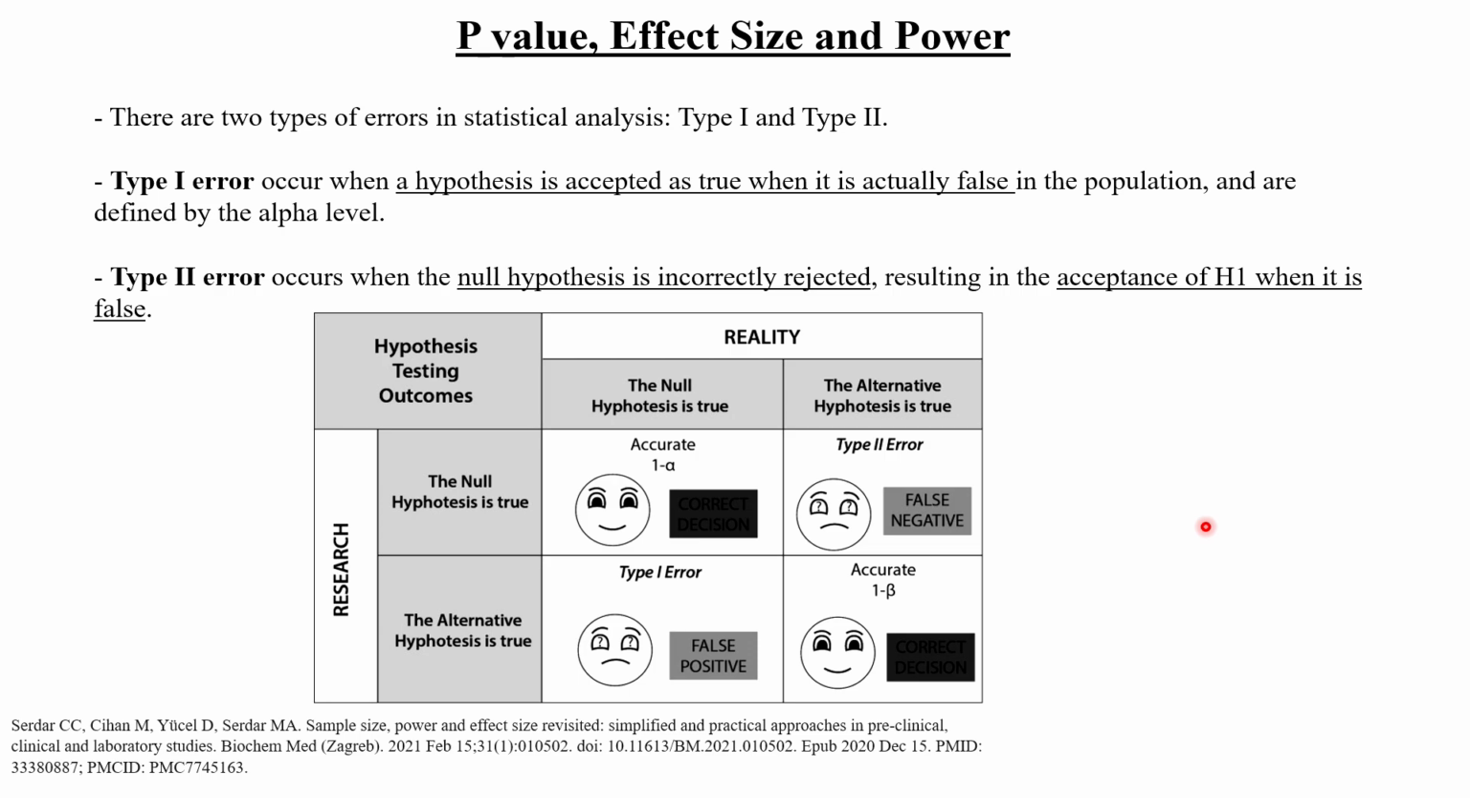On the other hand, a type 2 error occurs when the null hypothesis is incorrectly accepted, resulting in the rejection of the alternative hypothesis when it is actually true. This is known as a false negative. The probability of committing a type 2 error is denoted by the beta level. Small sample sizes, particularly when combined with low or moderately low effect size, are the most common causes of type 2 error. Both small sample sizes and low effect sizes diminish the statistical power of a study.